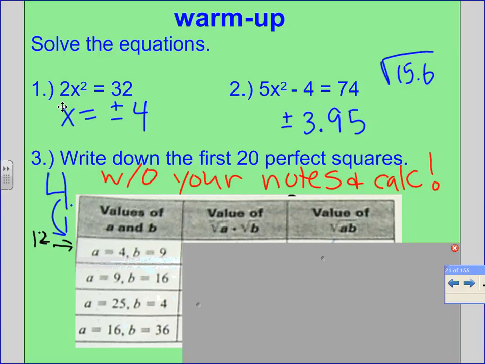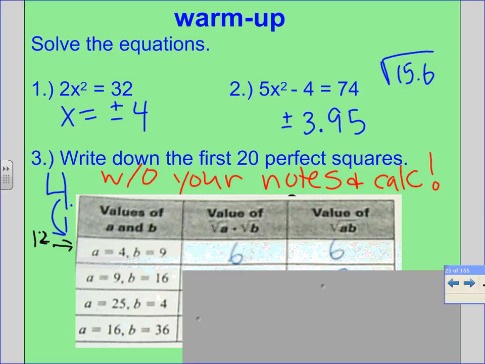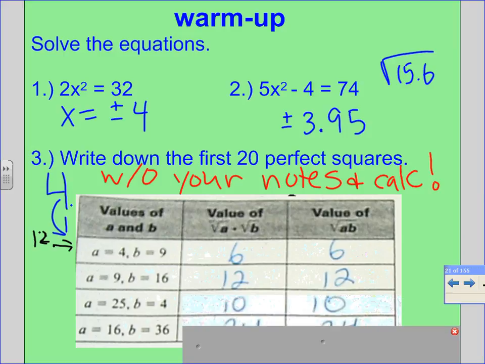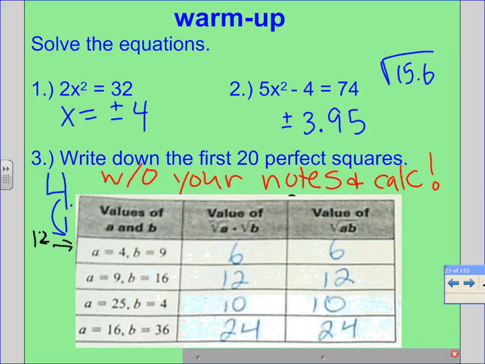All right. Number 4 on the warm-up. So you just had to multiply these, okay? First one, you get 6 and 6. Second one, 12 and 12. Third one, 10 and 10. Fourth one, 24 and 24. Who can explain why? Why does it work that way? Whoever was paying attention yesterday.